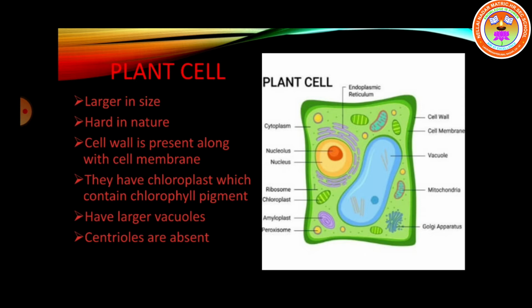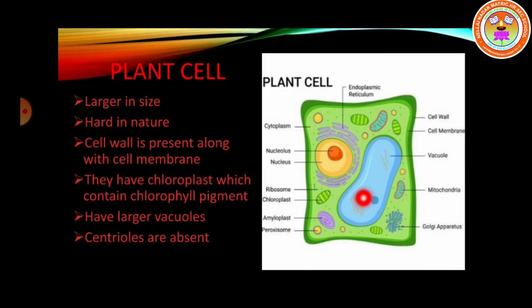So what is the use of chlorophyll pigment? They help in preparing the starch by the process of photosynthesis. You all know very well, isn't it? Yes. So they have a larger vacuole. You can see the vacuole, which is very big in size. Yes, this is the vacuole. They are very big in size.